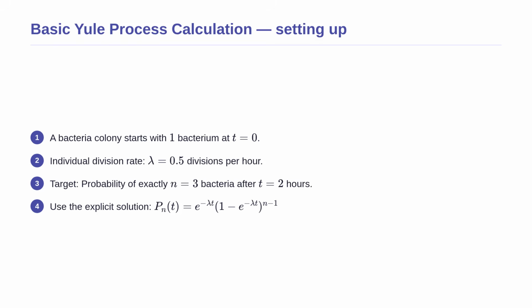Let us see this explosive growth formula in action. Suppose a rare bacteria colony follows a Yule process. It starts with exactly one bacterium, and the individual division rate is 0.5 divisions per hour. We want to find the exact probability that the colony has grown to exactly 3 bacteria after 2 hours. Since we start with one individual, we will use our explicit solution formula.